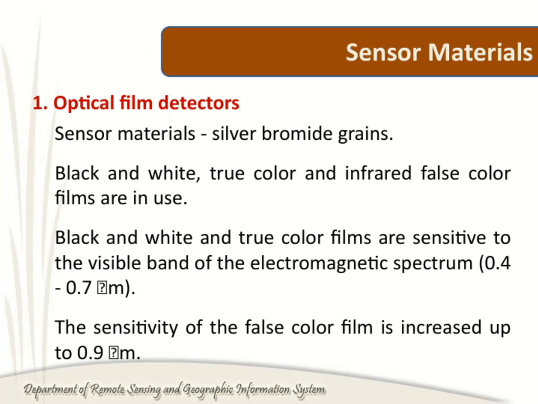Let's take a closer look at sensor materials, starting with optical film detectors. These are typically made using silver bromide grains, which play a crucial role in capturing images. Now, you'll notice that different types of films are used depending on the application. For example, black and white films, true color films, and even infrared false color films. Each of these has specific sensitivities to different parts of the electromagnetic spectrum.